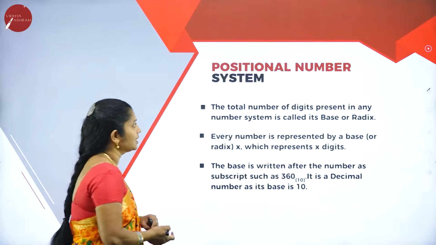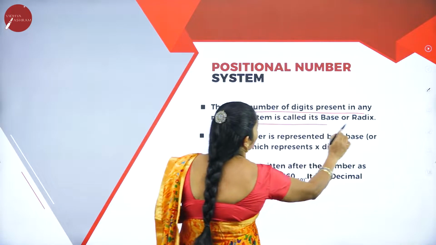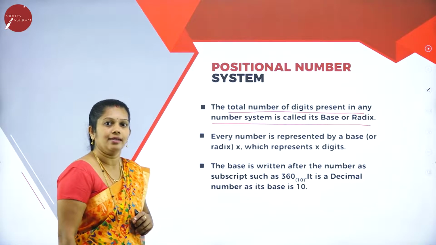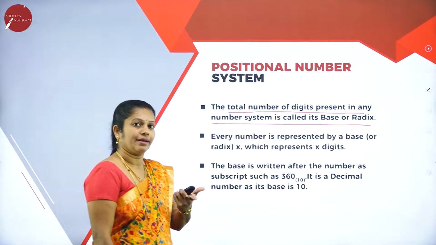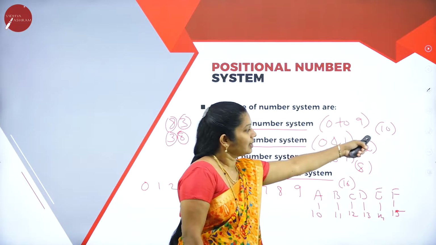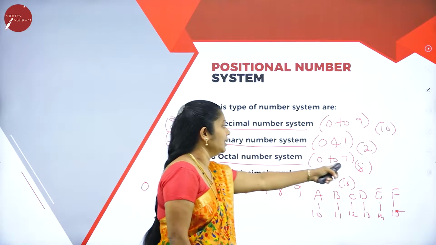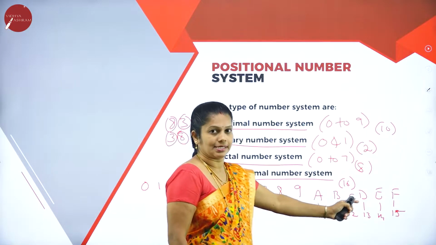Now, one by one we'll discuss. The total number of digits present in any number system is called its radix or base. What do you mean by radix? As I told you, in the decimal number system the radix is 10, in binary 2, in octal 8, and in hexadecimal 16.